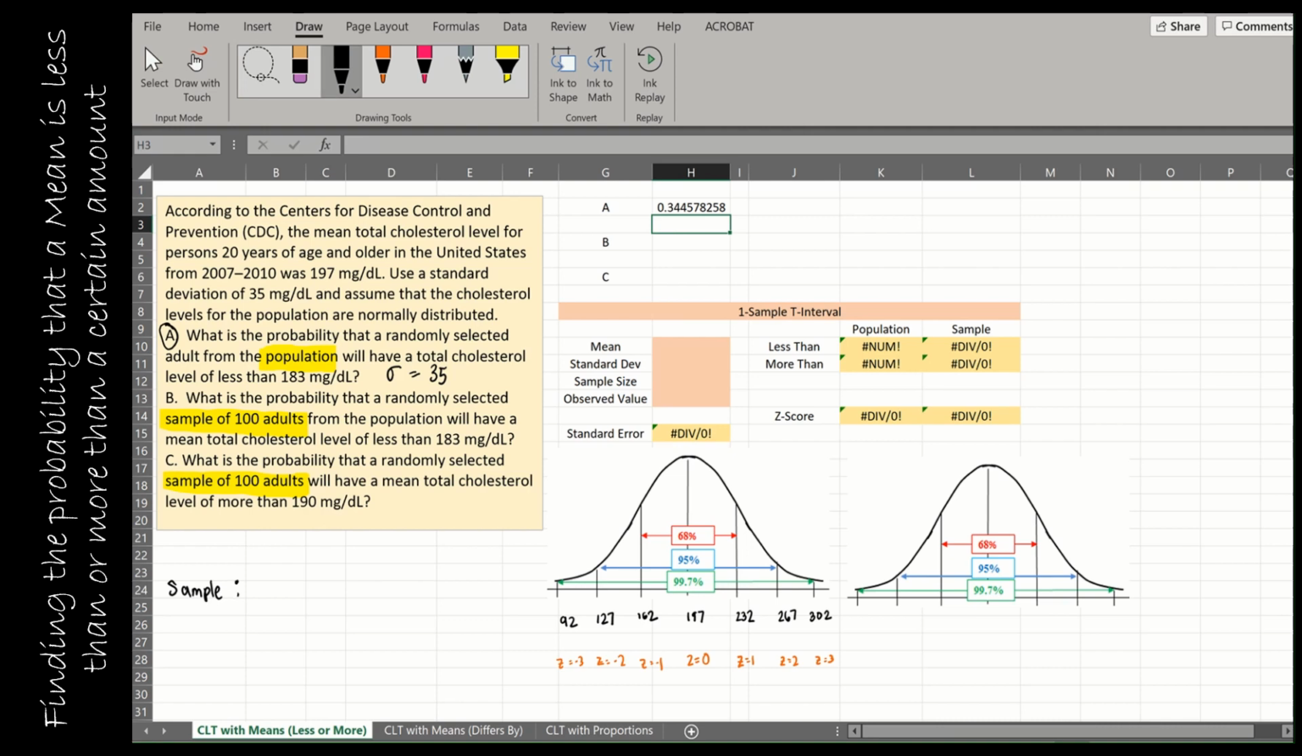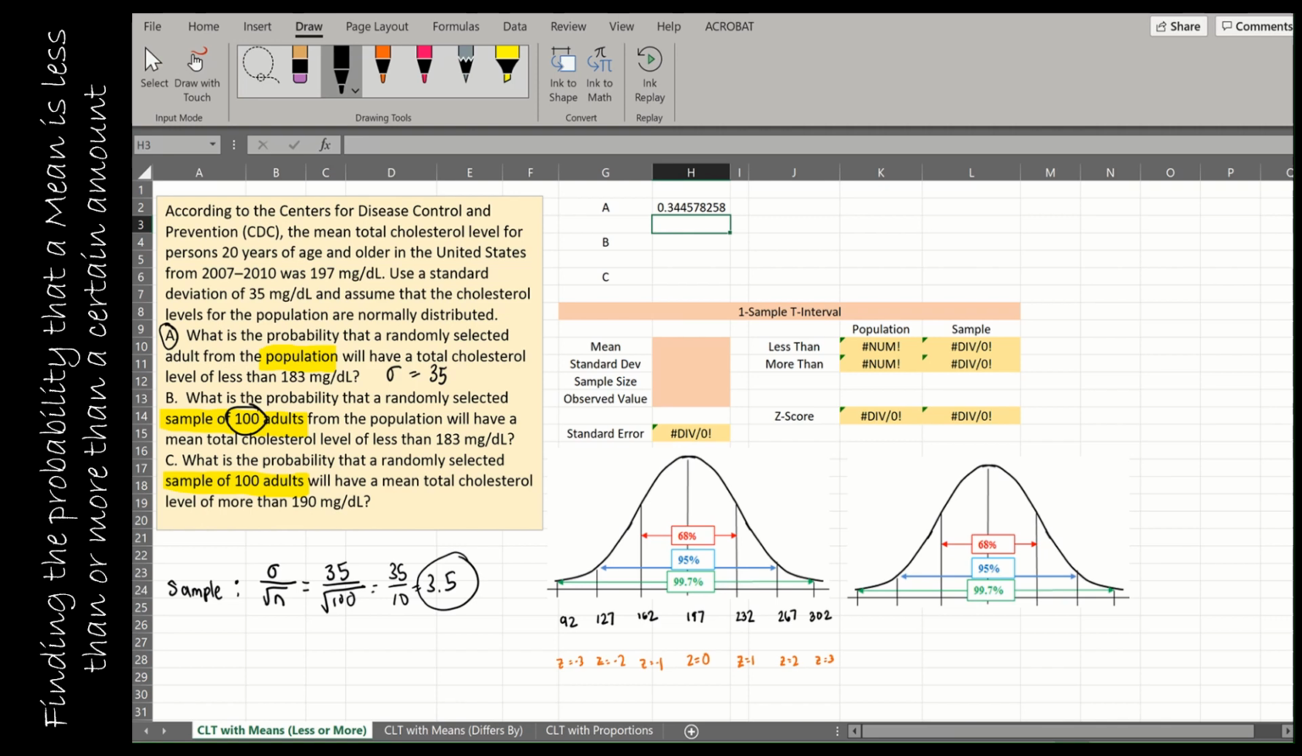Now, your book does not call it the standard error. Your book just says, take the standard deviation and divide it by the square root of n. And so we're going to take 35 divided by the square root of n, and n is just the sample size, so that's 100 in this case. So I get 35 divided by 10, or 3.5. Now the good news is you won't actually have to compute this. We're just going to let Excel compute it.